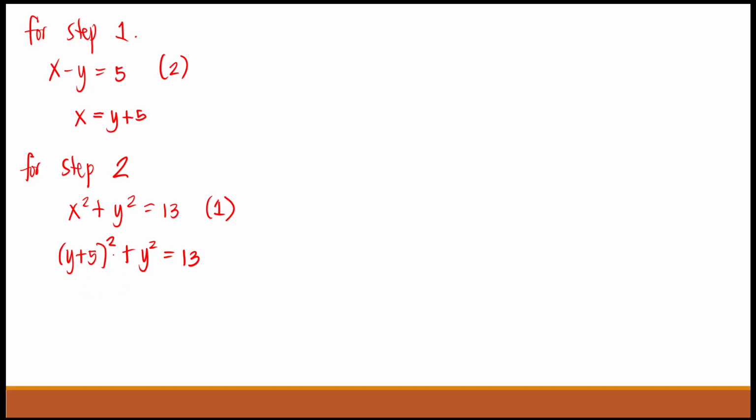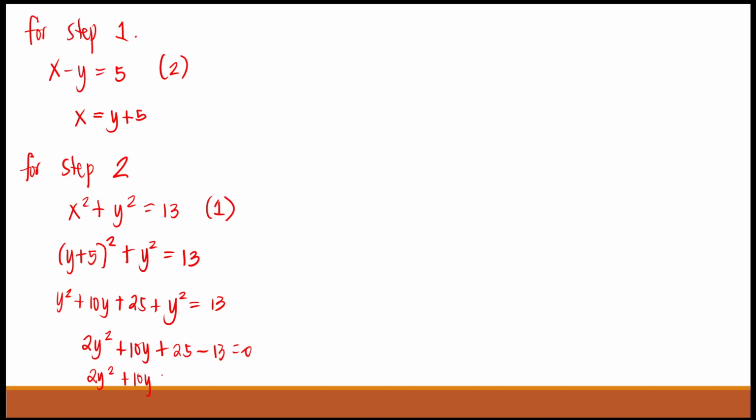So, expand ko lang muna itong y plus 5 squared. We get y squared plus 10y plus 25 plus y squared equals 13. Simplify, 2y squared plus 10y. Ilipat natin si 13. So, minus 13 equals 0. Simplifying further, 2y squared plus 10y plus 25 minus 13 is 12. Positive 12 equals 0.